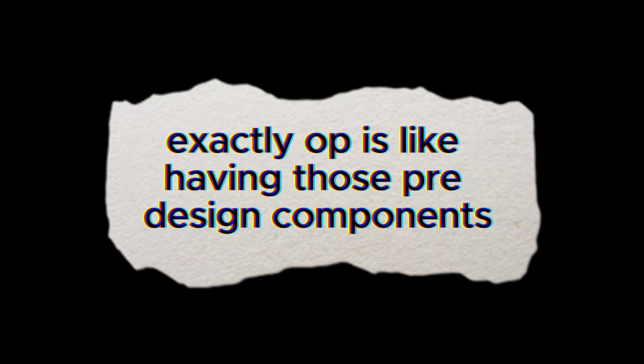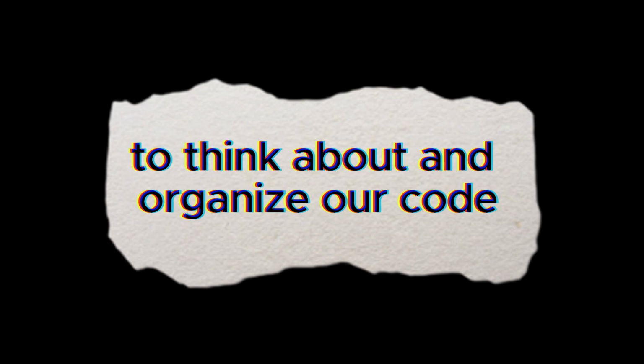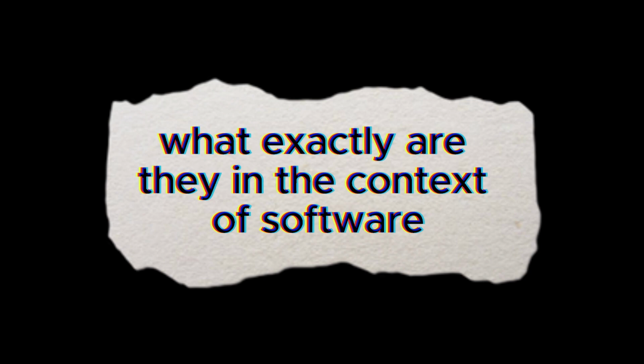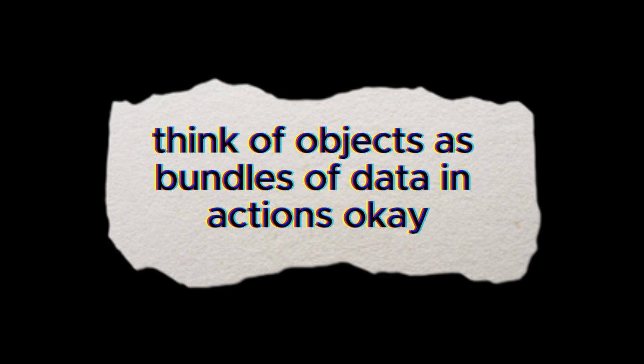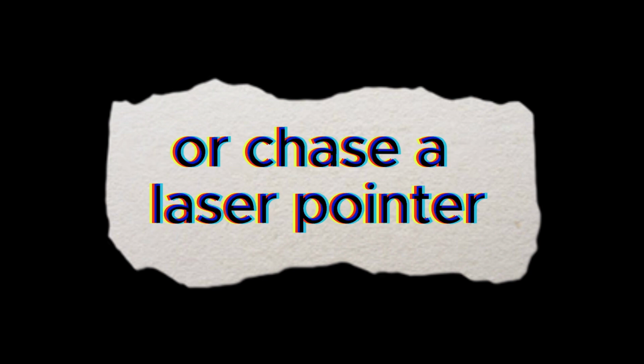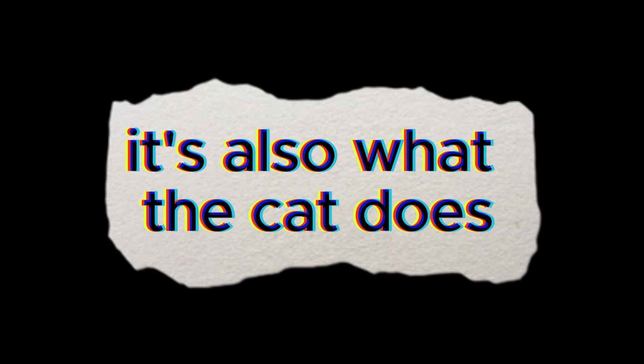Exactly. OOP is like having those pre-designed components, but for software. It gives us a structured way to think about and organize our code using objects. Okay, so objects are like those pre-designed components. What exactly are they in the context of software? Think of objects as bundles of data and actions. Like a cat object would have data like its name, color, breed, and actions like meow, sleep, or chase a laser pointer. So it's not just describing what the cat is, it's also what the cat does.